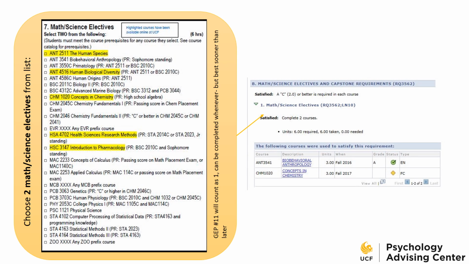Last on the audit is the Math and Science elective courses. Choose 2 Math Science electives that are listed. For the General Education Program number 11, that will count as one of your science electives, and then you just need 1 more. You will want to complete your math science classes sooner rather than later.